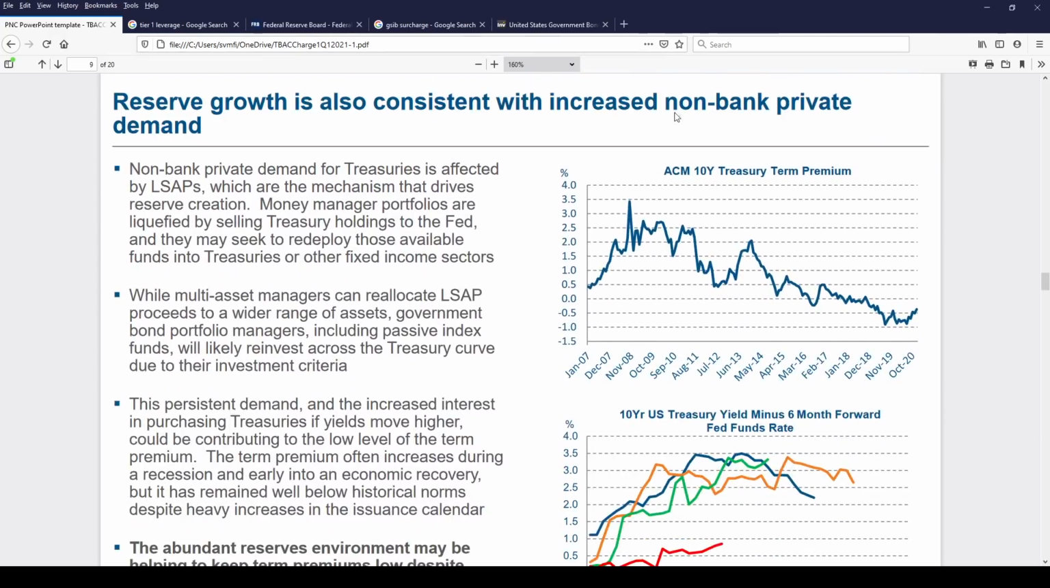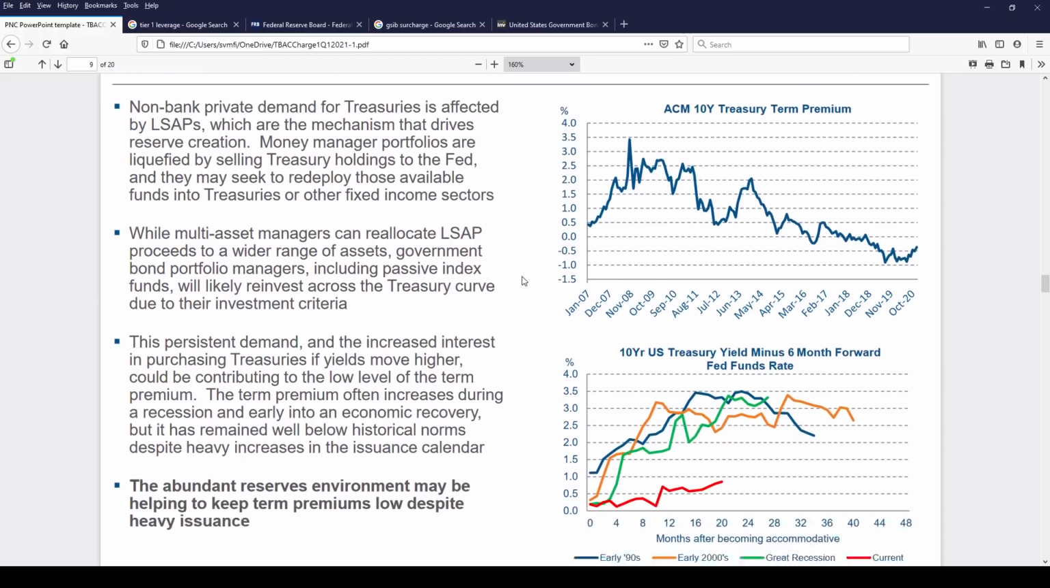Reserve growth is also consistent with increased non-bank private demand. Non-bank private demand for treasuries is affected by LSAPs, which are the mechanism that drives reserve creation. Money manager portfolios are liquefied by selling treasury holdings to the Fed and may seek to redeploy those available funds into more treasuries or other fixed income sectors. So essentially sell one that's in demand and buy something else out the curve.